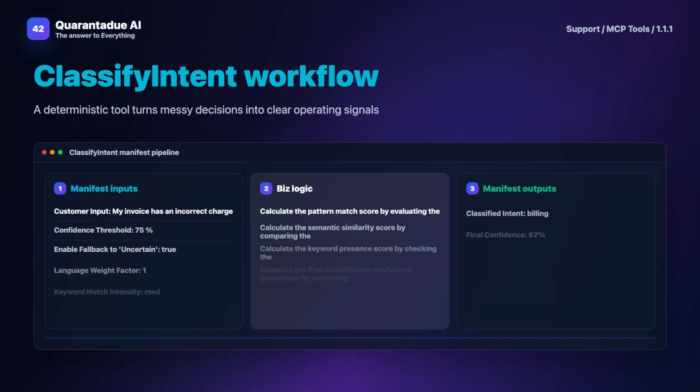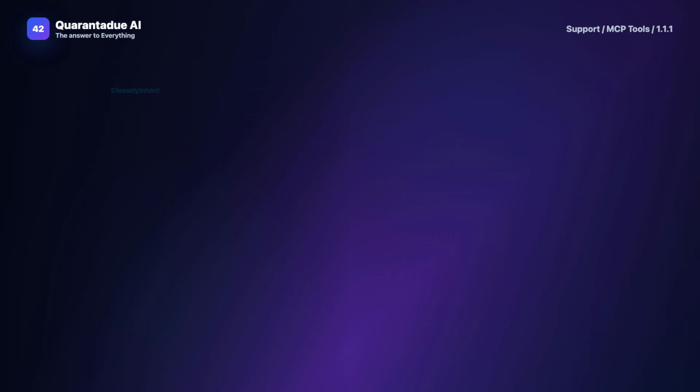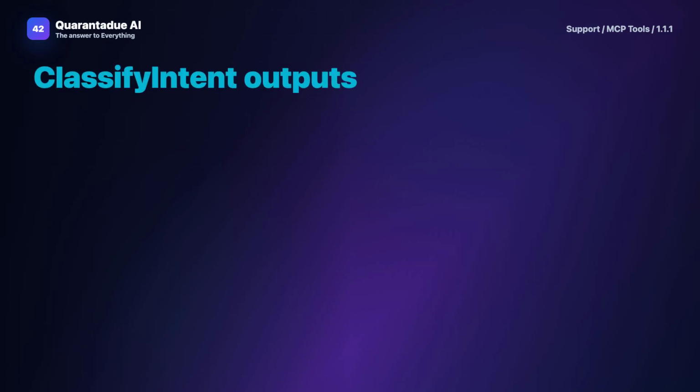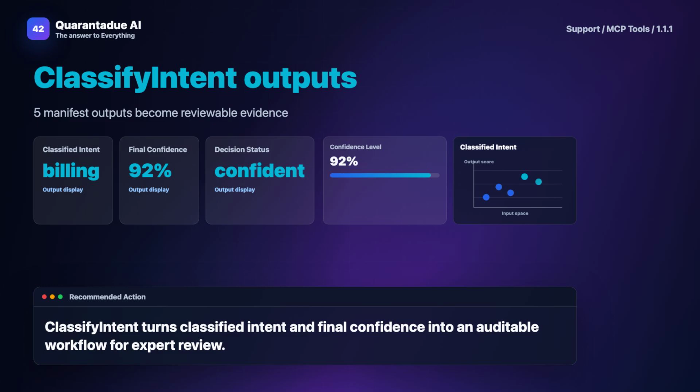Now, what does the software actually do? ClassifyIntent ingests text from tickets, chats, or emails. It establishes a baseline of known intent patterns for your business. Then, it performs a semantic analysis, comparing the new utterance against these patterns. It calculates the best match and outputs a clear intent label, like billing question or technical bug. Every classification has a full audit trail for compliance. You can also model scenarios, testing how new message types would be categorized before they hit your live system.